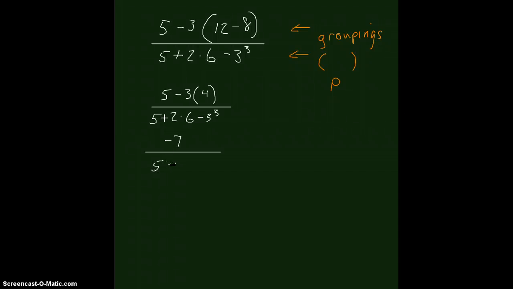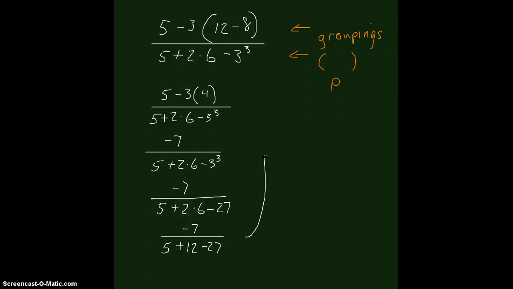5 plus 2 times 6 minus 3 cubed. Here I'm going to do the 3 cubed first, so I'll just keep that minus 7 going. So 2 times 6 minus 3 cubed. 3 times 3 is 9, times 3 is 27. Minus 7. Now which one do I do first? That's right, multiplication. 2 times 6 is plus 12, minus 27.